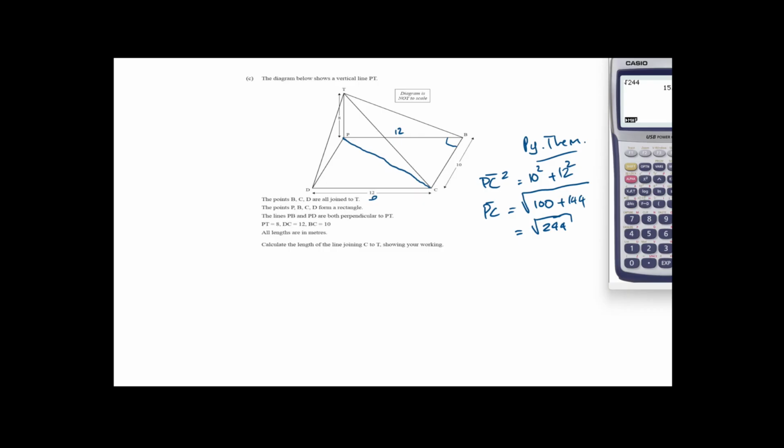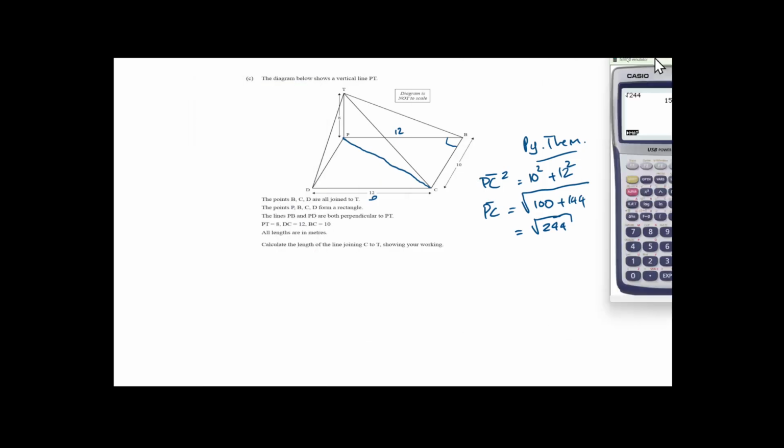244. So it's going to be 15.62. Okay, so it's 15.62. I'm just going to leave it as square root of 244 for now. And now we know that this side here is 8.